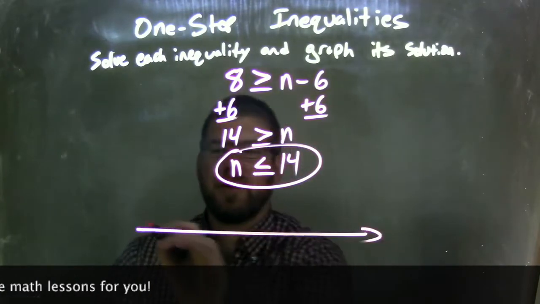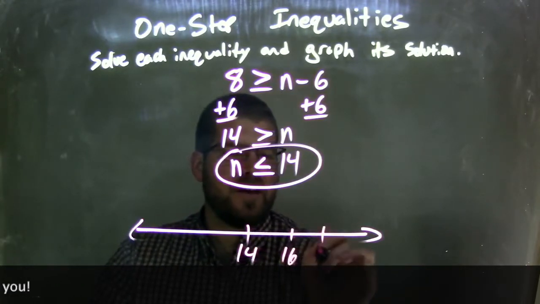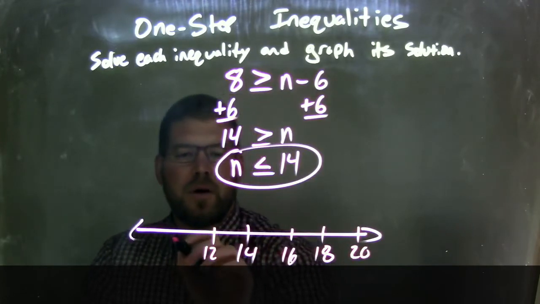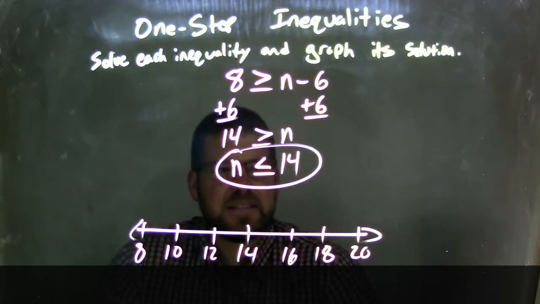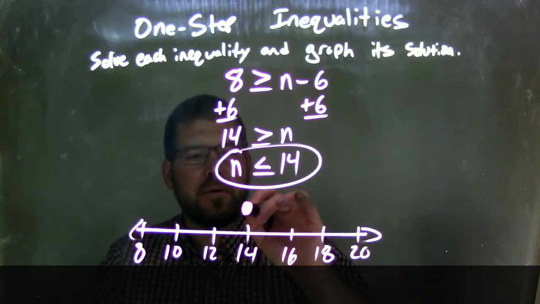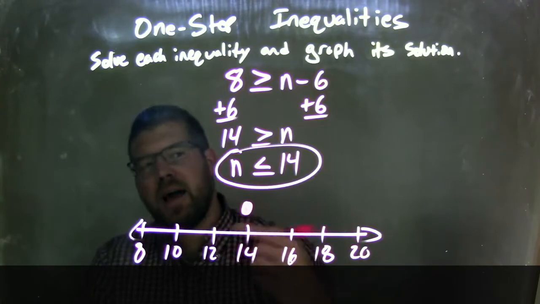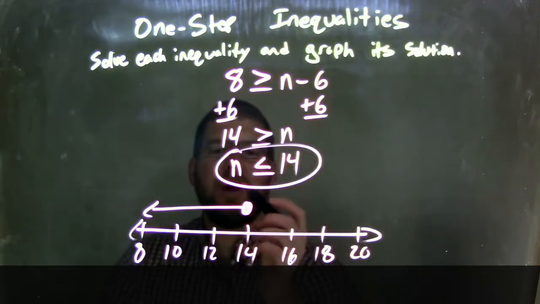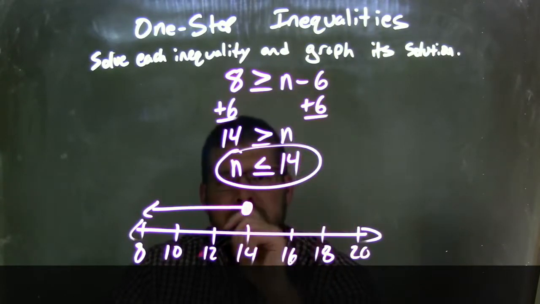Let's grab our number line here. Let's go 14 right there. Why not? And let's go 16, 18, I like going by 2 sometimes, 12, 10, and 8, okay, by 2's. So n is less than or equal to 14. Since it's equal to, we're going to put a closed circle at 14, and we're going to draw the arrow to the left, because it's less than. And there we have it. We have our graph that matches our inequality of n is less than or equal to 14.